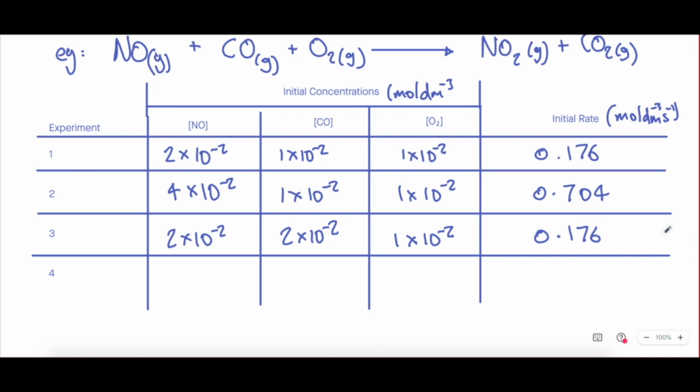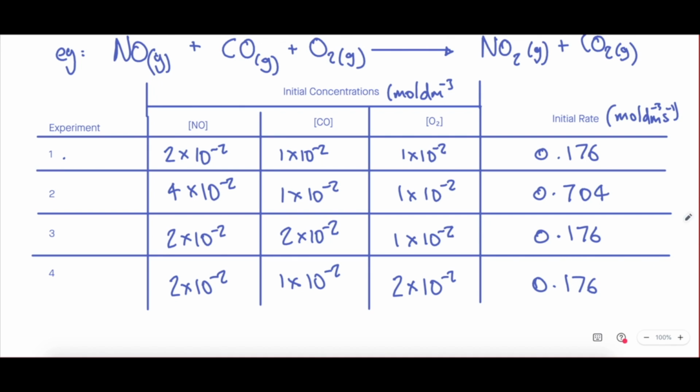0.176 as well. And then for your fourth experiment, you want to look at oxygen. So you keep NO and CO the same. So 2 times 10 to the minus 2. When I say the same, I mean the same compared to experiment 1, by the way. So this would be 1 times 10 to the minus 2. And this time you change just the oxygen and make that 2 times 10 to the minus 2. And we do the same thing again. We work out the initial rate and we get it as 0.176.